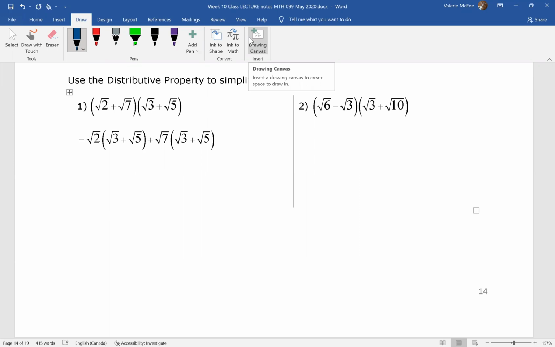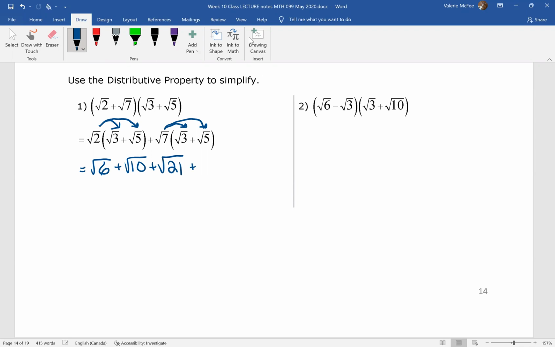Now we're just using the distributive property again. And you know, I often find these arrows helpful because sometimes people forget to multiply the second term. These are all prime numbers, nothing to simplify. Root 2 times root 3 is root 6. Root 2 times root 5 is plus root 10. Positive root 7 times root 3 is plus root 21, positive root 7 times plus root 5 is plus root 35.